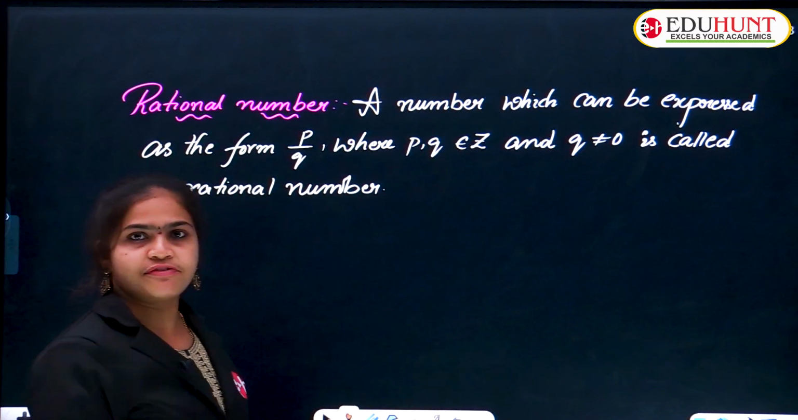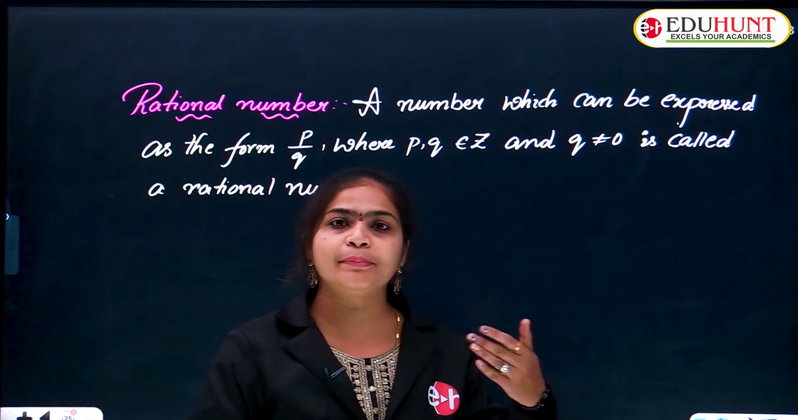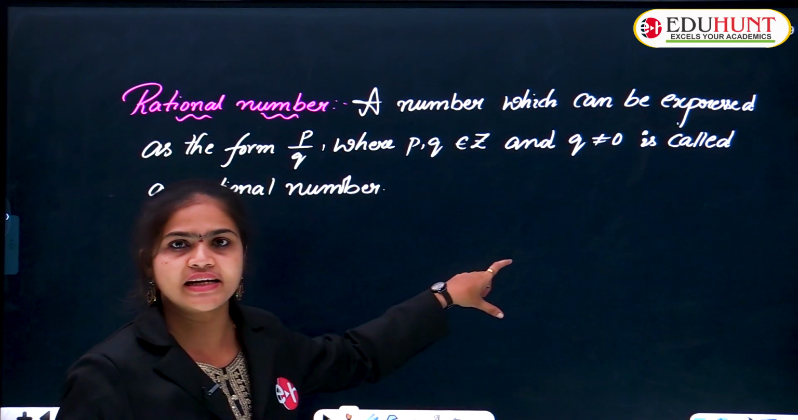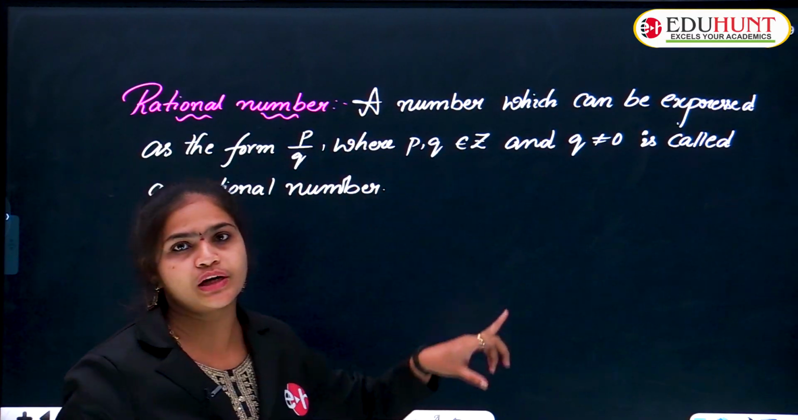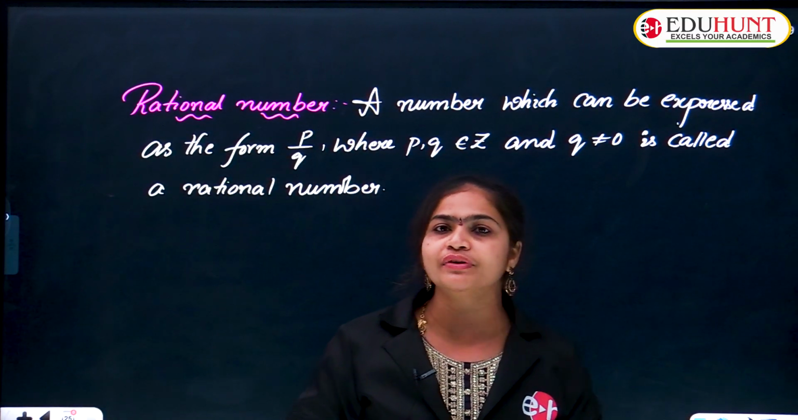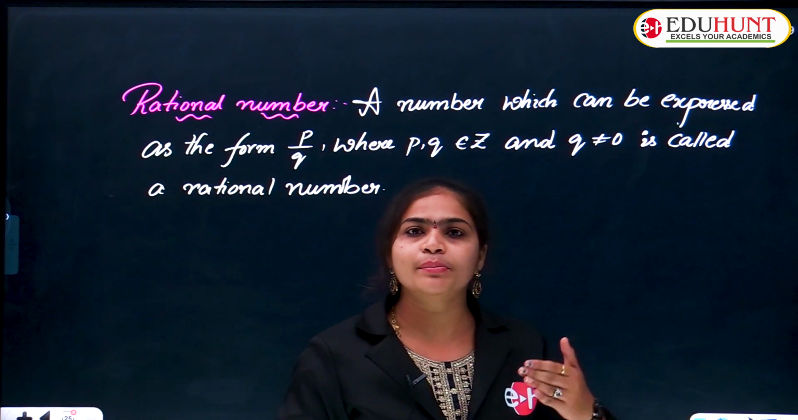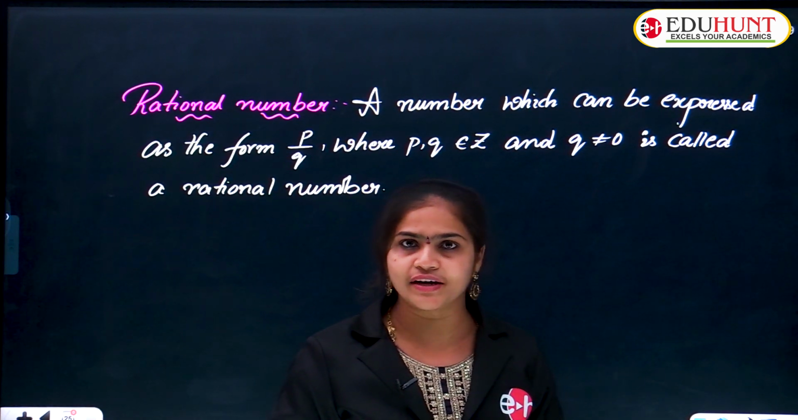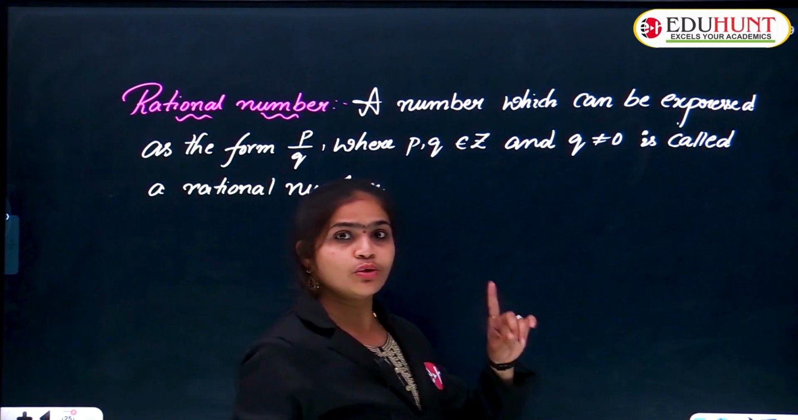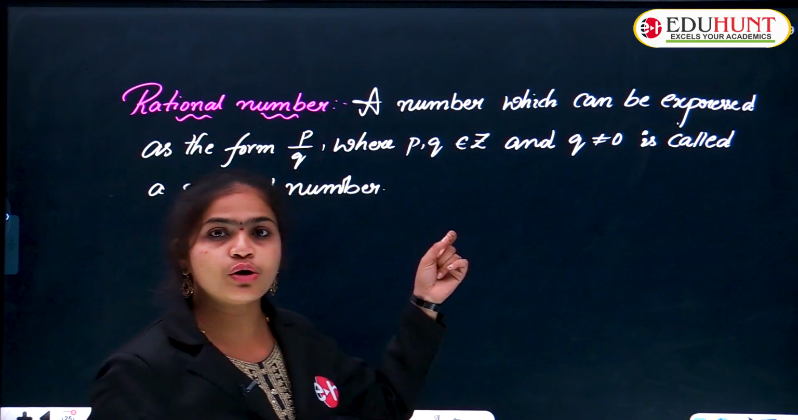See this, what is the definition here? A number which can be expressed in the form P by Q, where P and Q are integers. Here P is an integer and Q is also an integer, and Q is not equal to 0. Why? Because if the denominator is 0, then it is undefined. Any number divided by 0 is always undefined. We know that, right? That's why P and Q are integers. 0 is also an integer. Here P can be equal to 0, but the Q value cannot be 0.